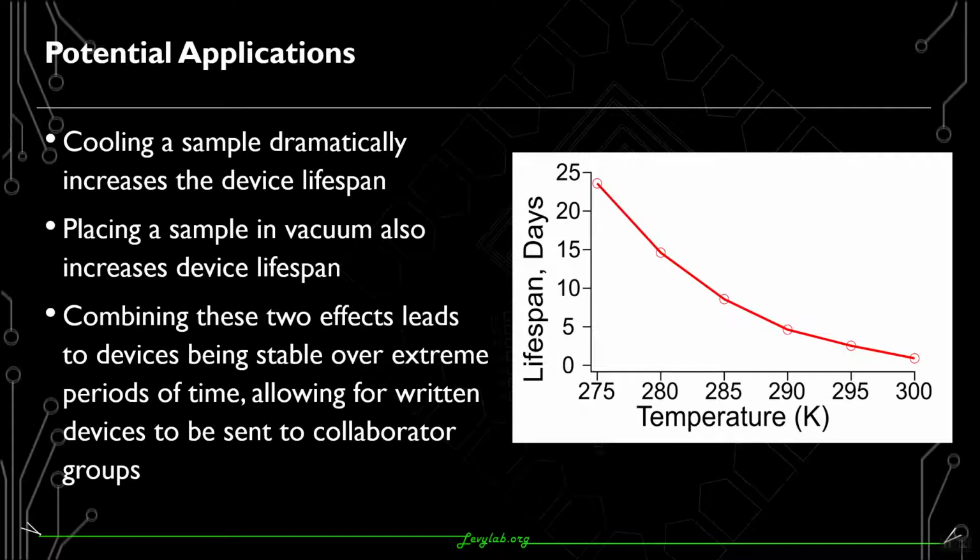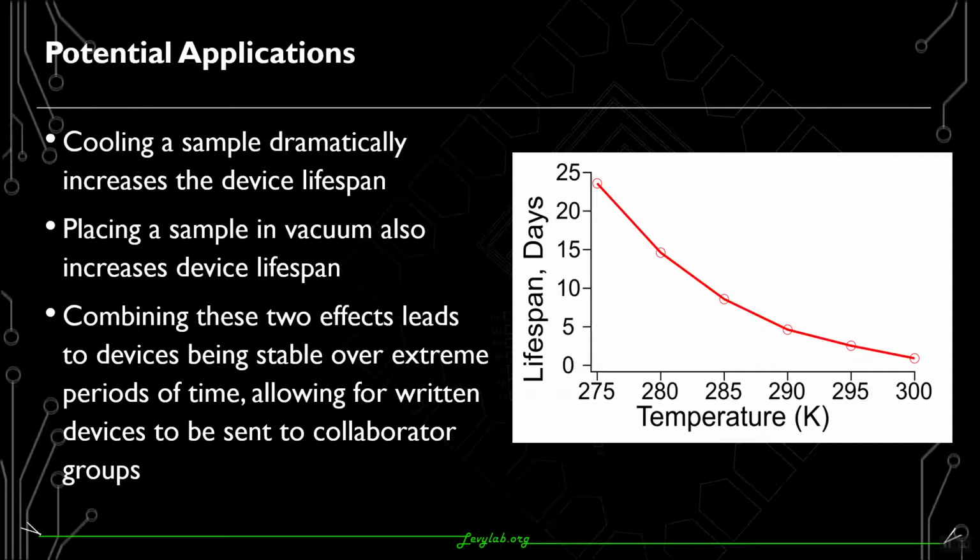But we are able to derive an estimate for the average lifespan of a device by taking the average conductance over a temperature interval and dividing by the rate of change of the conductance during that interval. And what we see is that using this estimate, a device that has a lifespan of about 1 day at 300 Kelvin can have its lifespan extended the whole way up to almost 25 days at 275 Kelvin.